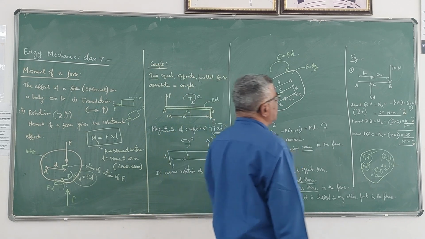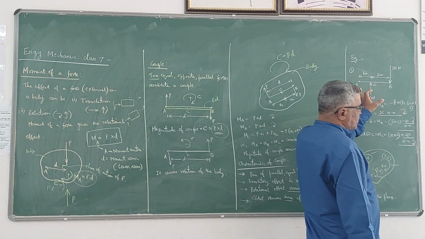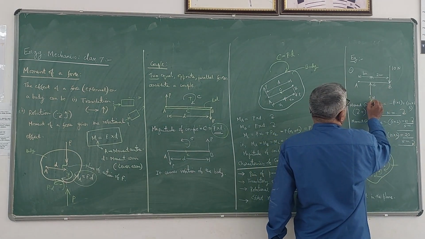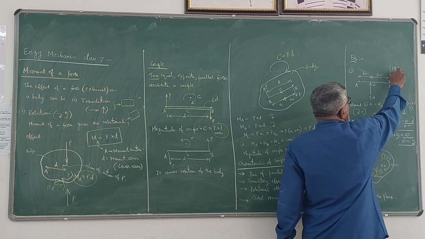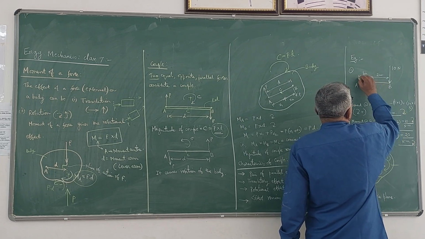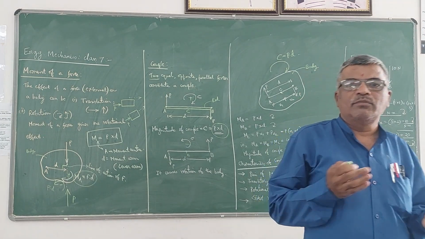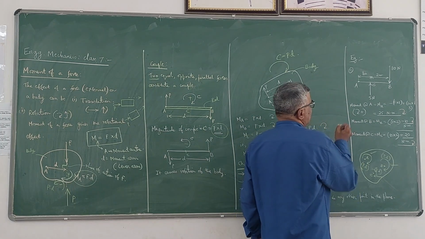Now as an example, I have taken a simple example here to understand the concept of moment. A, B, C are the points. At C you have an upward force of 5 Newton, at B you have a downward force of 10 Newton, separated by distances of 1 meter and then 2 meters. Now if you are asked to find the moments at A, B and C, I have taken numerical values here.